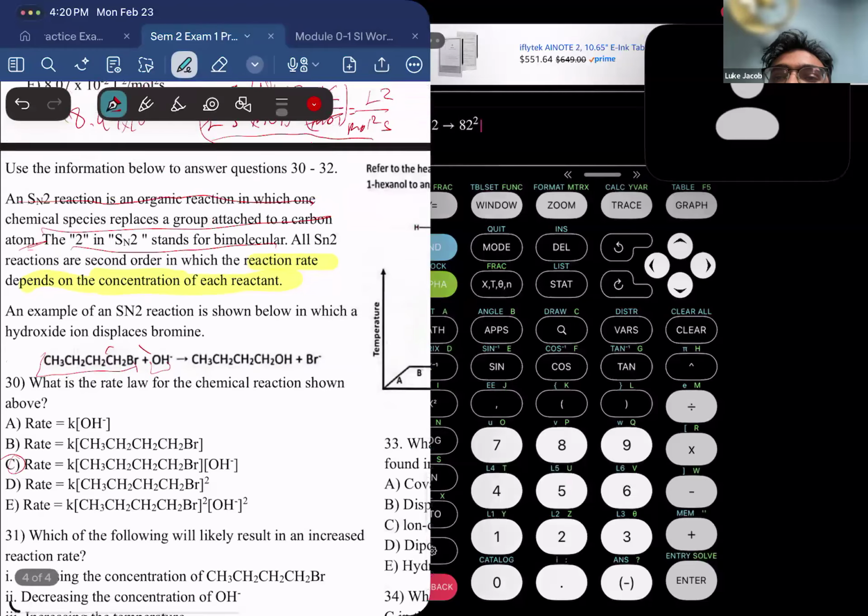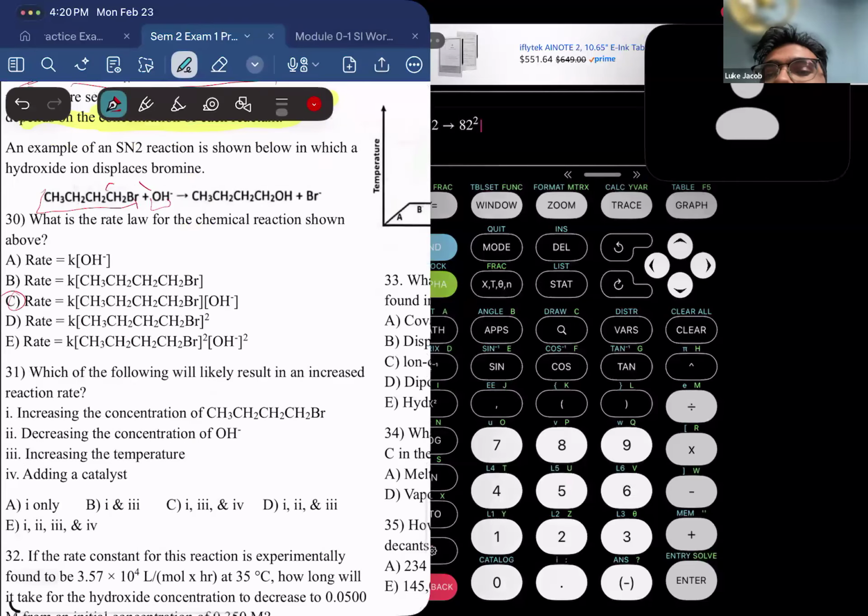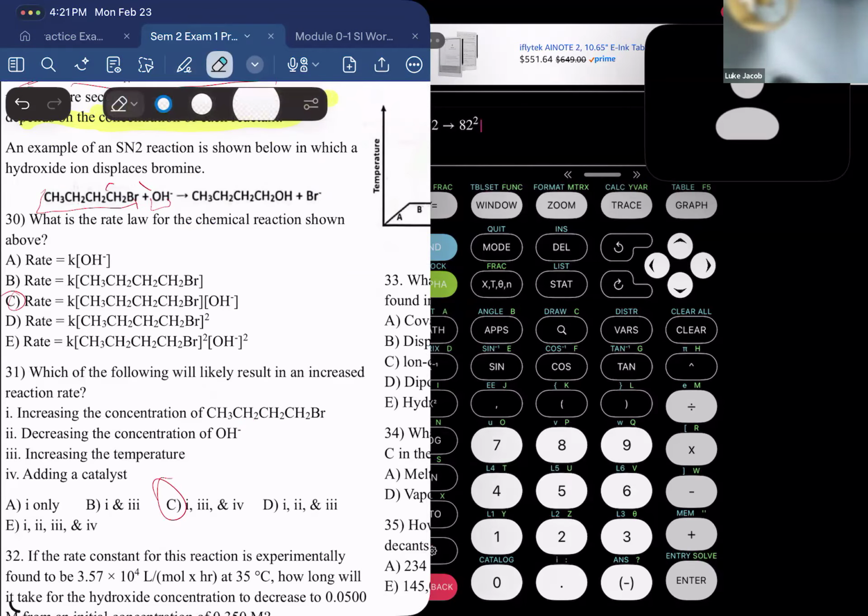All right. Which of the following will likely result in an increased reaction rate? So this one would be definitely 1, definitely 3, and definitely 4. So C. Decreasing concentration will not increase the reaction rate. When I think of increasing reaction rate, they obviously talked about in the beginning of module 3 with temperature, with surface area, with pressure.